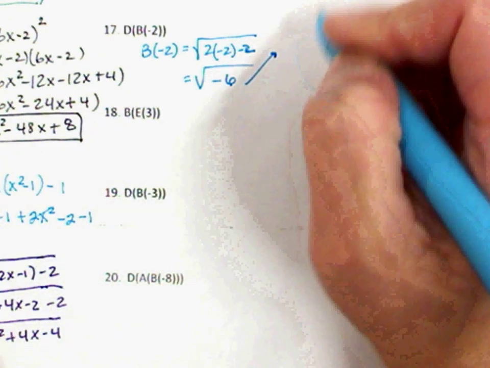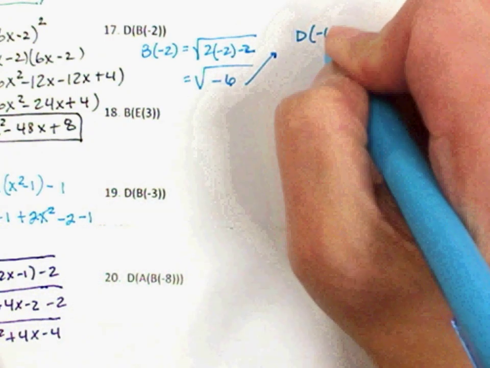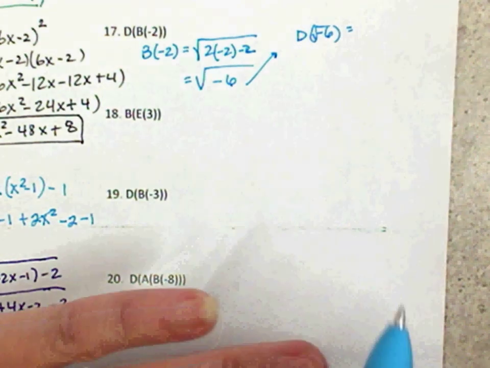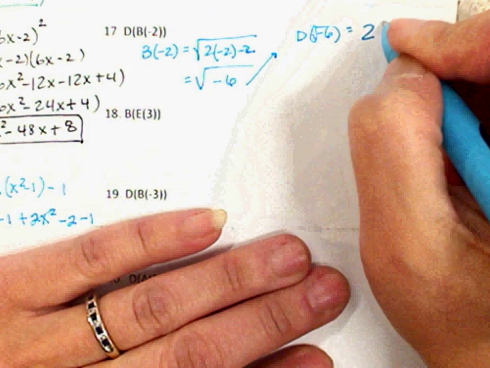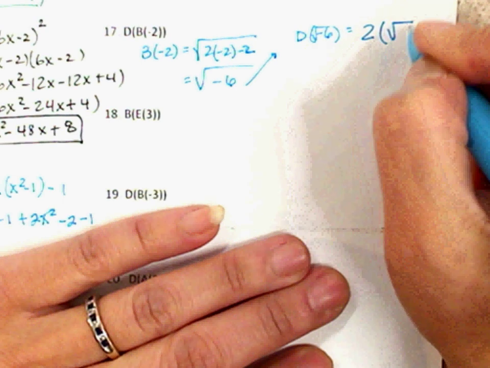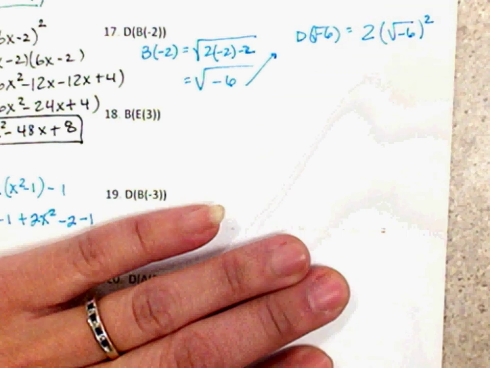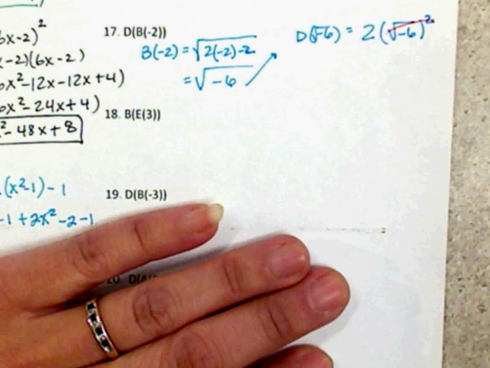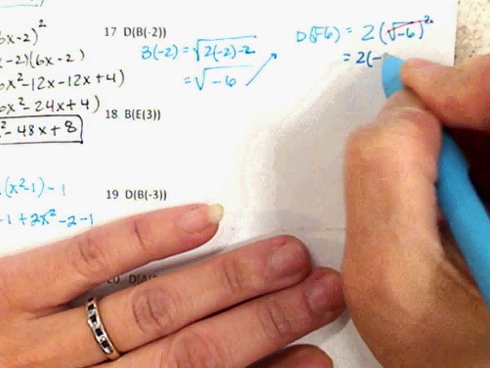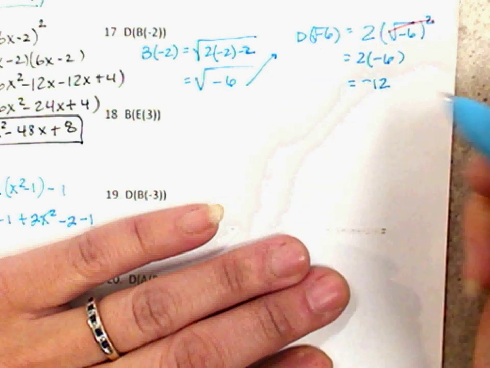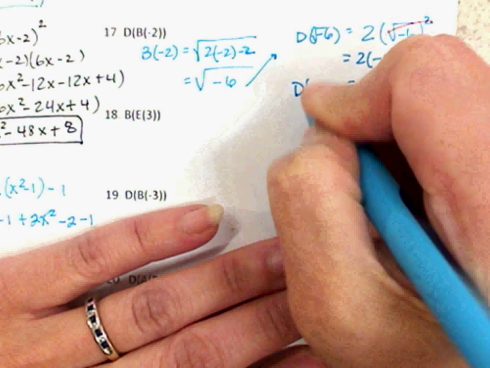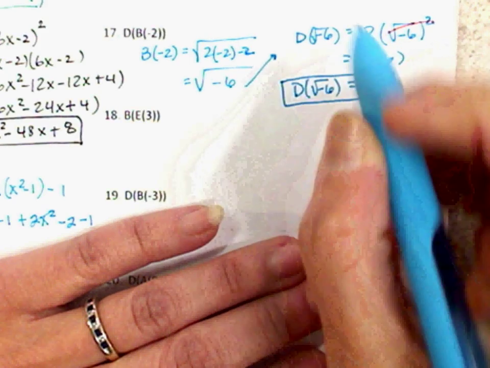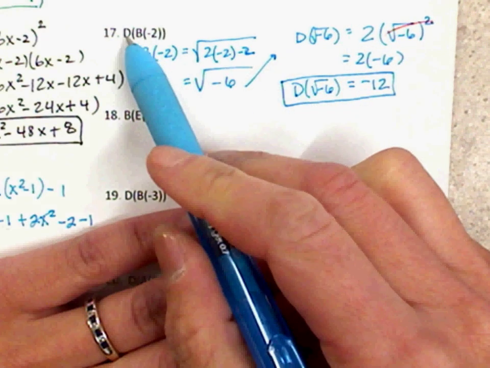Plug it in into your D. It's a square root of negative square root of 6. And D, you have 2 times x squared, so square root of negative 6 squared. See what happens to a square and a square root? They cancel out. So now you have 2 times negative 6, which is negative 12, okay? So D of square root of negative 6 is equal to negative 12. Or you can write D of negative 2.